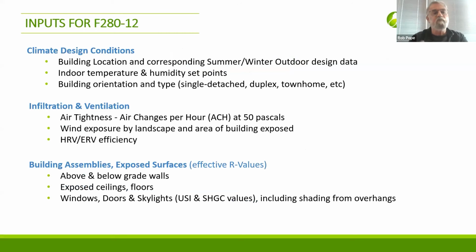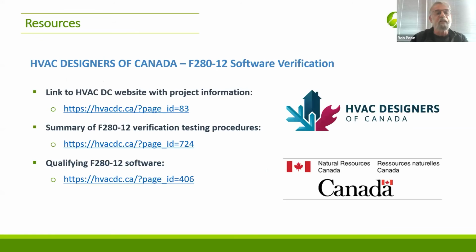So to recap, for climate design conditions, building location and corresponding summer and winter outdoor design data is critical. Indoor temperature and humidity set points, critical. Building orientation and type, what's the geometry of the building. Infiltration and ventilation is critical. And building assemblies, of course, above grade, below grade walls, exposed ceilings, floors, and so on. Those are all the inputs that we've already talked about that are important for a load calculation.